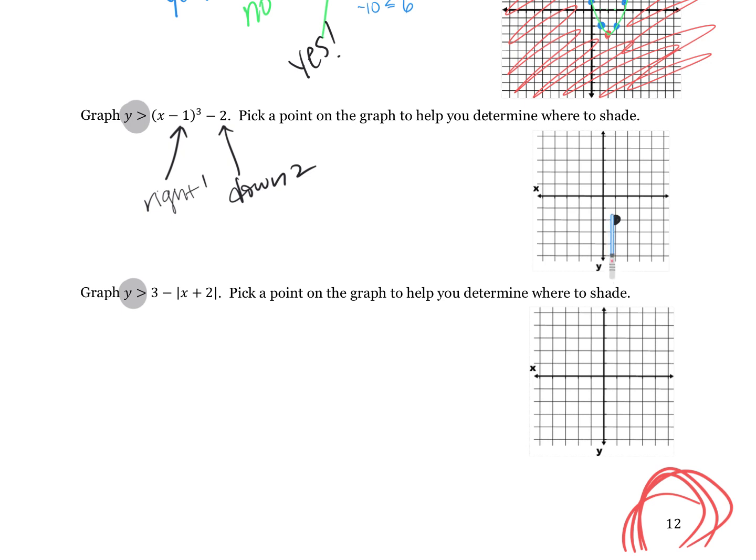What is 1 cubed? If I went 1 to the right, what's 1 cubed? 1. What about negative 1 cubed? Negative 1. What about 2 cubed? 8. So I'm going to go 2 to the right of my black dot and up 1, 2, 3, 4, 5, 6, 7, 8. Just off my graph. Solid or dashed? Dash it. I only have room for 4 points. That one even was off the graph a smidge, but that's okay. And I think shading this one's tougher. So what point do we want to use to help us figure out where to shade?